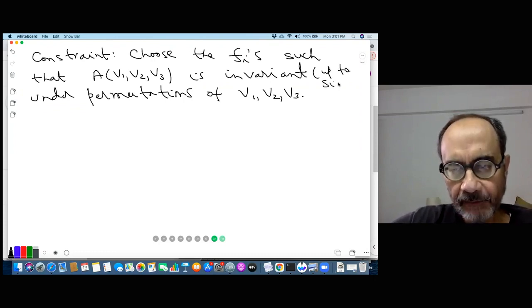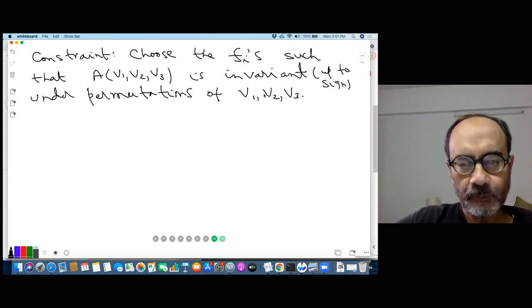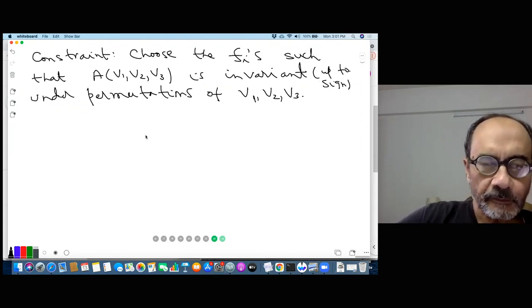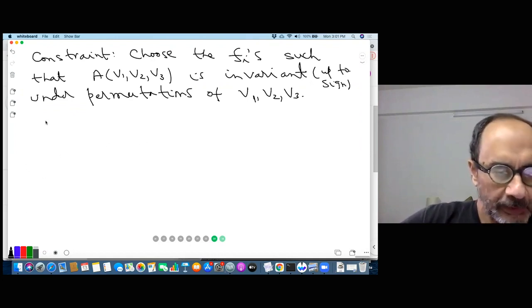Okay, it's invariant up to sign, because if, for example, V1 and V2 are Grassmann odd, which can happen if they carry the appropriate ghost number, then it should be antisymmetric under the exchange of V1 and V2. So invariant is up to that sense. Now there are two extreme ways to implement this, which I'll discuss.